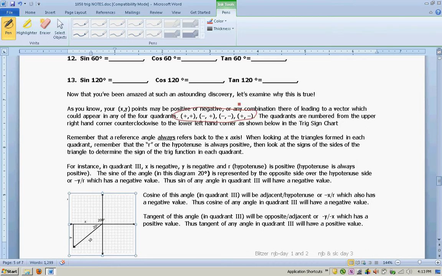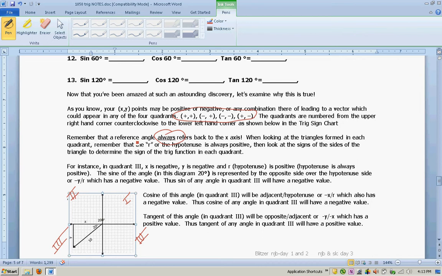A positive x and a positive y would be in quadrant 1. A negative x and a positive y would be in quadrant 2. A negative x and a negative y is in quadrant 3. And a positive x and a negative y is in quadrant 4. Remember, we number the quadrants 1, 2, 3, and 4 with Roman numerals, and we number them starting with the upper right and going counterclockwise around. Now remember also that our reference angle always refers back to the x-axis.